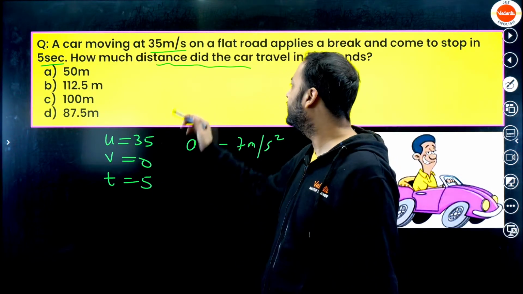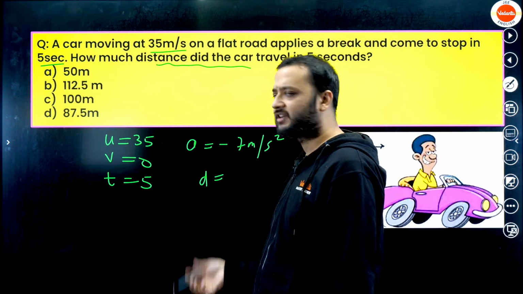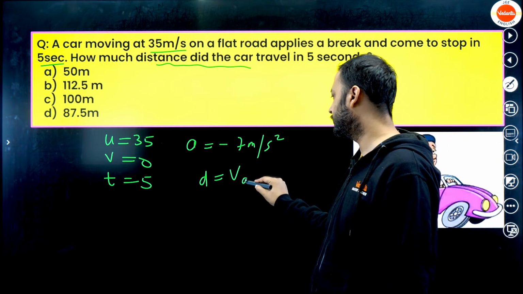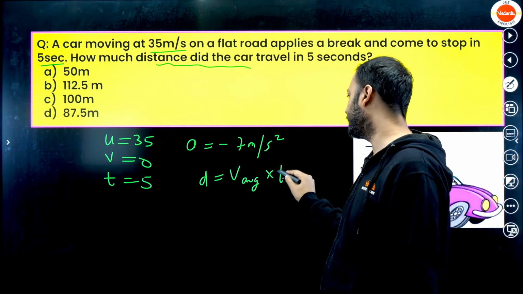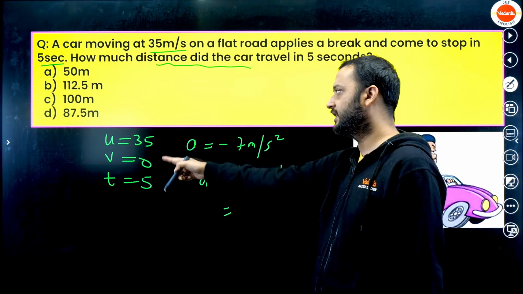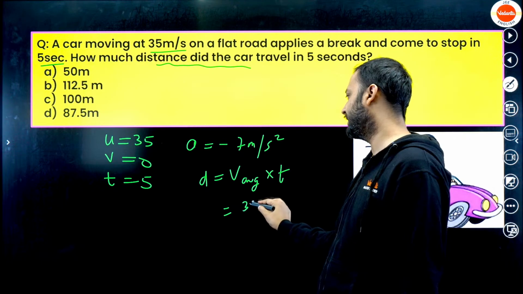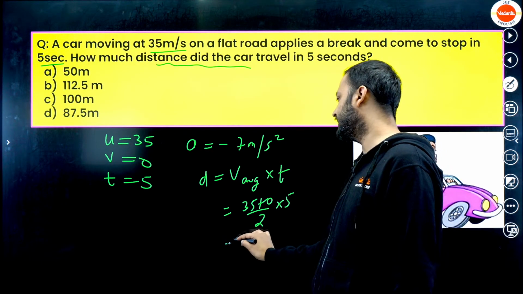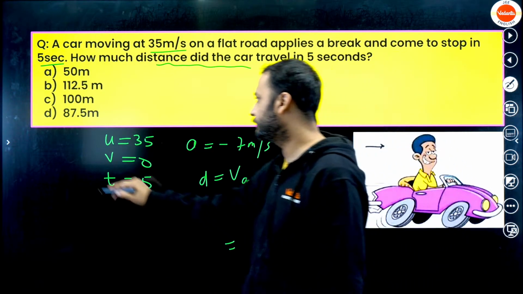I can simply say that distance will be average velocity into time. Average velocity is 35 plus 0 by 2, into time. Time is 5. So you can say that 17.5 into 5, which is 87.5.